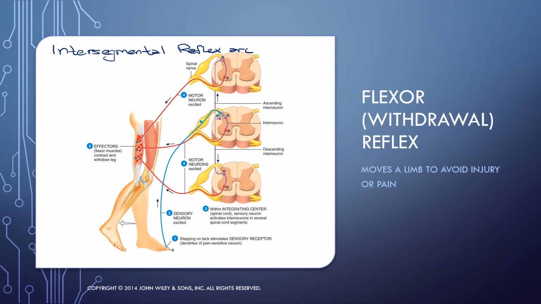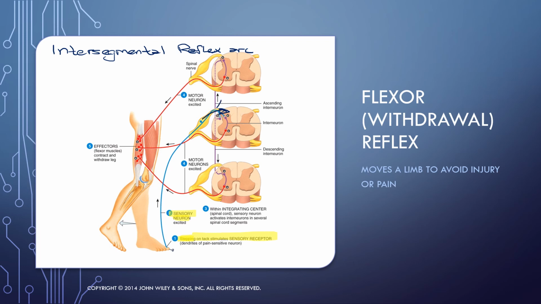So as you can see here, we have this sensory neuron that is going to bring the information to the spinal cord that you stepped on a tack. The sensory receptor detected this pain here in the foot. And so we're going to be bringing that information here to this level of the spinal cord. Now, because this is an intersegmental reflex arc, this single sensory neuron can activate several interneurons, stimulating more than one effector. So we're going to affect more than one muscle group.